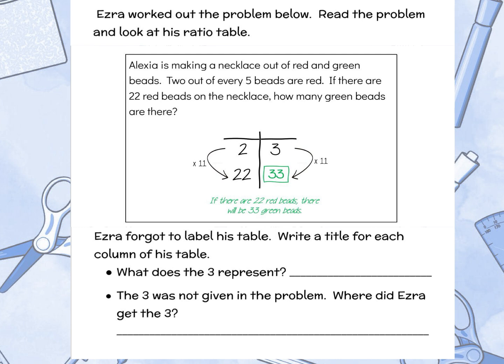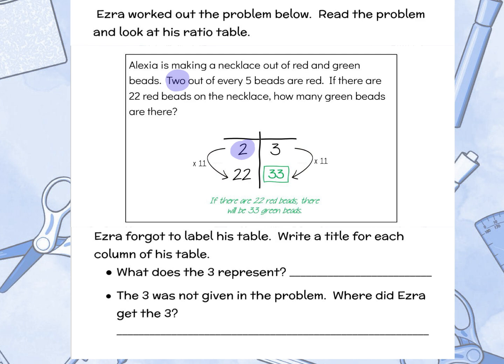Ezra forgot to label his table. Write a title for each column of his table. Okay, so Alexia was making this necklace out of red and green beads. Where did he get the 2 from? Where did this 2 come from? Right here. Okay, so if we go back to the problem, we see the 2 right here, okay? And what is the 2 representing?